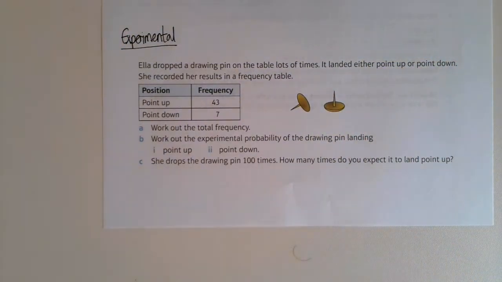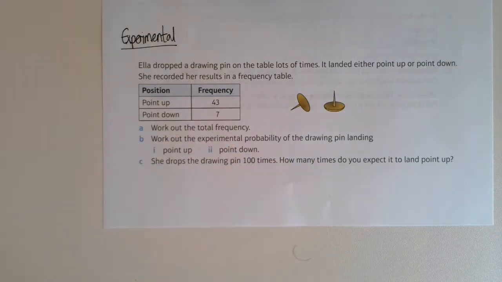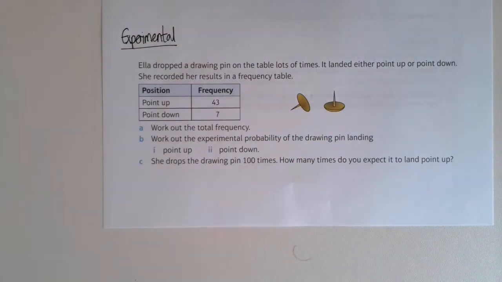When you drop a drawing pin on the desk, it could either land pin up or pin down. And although there are two outcomes, I don't know if there's a 50-50 chance. Well, I'll be honest with you, I do know, and it's not a 50-50 chance. This is a situation where we almost certainly don't have an equal chance of those two things happening. So it's not an equally likely chance. So how do we work out the probabilities? Well, the only way we can do it is to do an experiment.